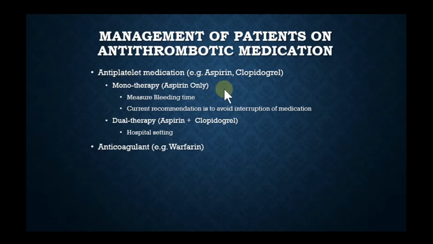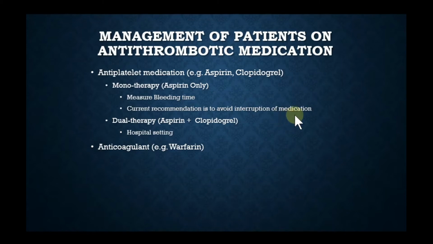For example, if the patient is on aspirin monotherapy, only aspirin, we need to measure their bleeding time. And the current recommendation is to avoid the interruption of the medication. So we send the patients for bleeding time measurements, and then we decide if we want to deliver the treatment. Usually the bleeding associated with aspirin is mild and can be controlled by local measures like pressure packs. We give the patients a piece of gauze and ask them to bite on it on the bleeding spot, and usually this would be sufficient to stop the bleeding.